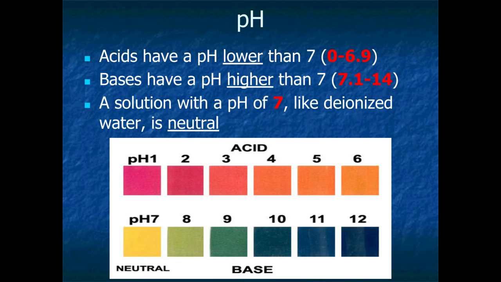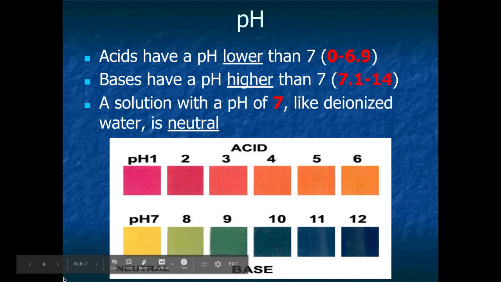So anything with a pH lower than 7, so 0 all the way up to 6.9, is an acid. And anything with a pH higher than 7, so 7.1 all the way up to 14, is a base. And a solution with a pure pH of 7, right in the middle, like deionized water or distilled water, is called neutral. It's not an acid or a base. It's right in the middle, very stable.